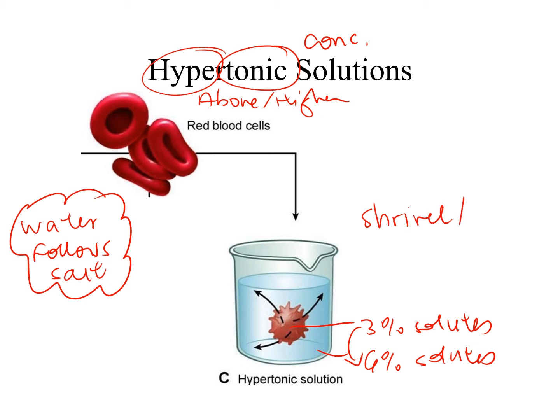And the fancy word for shrivel is to crenate. Crenation. So don't confuse that with cremate, two totally different things, right? So cells crenate or shrivel when they're placed into hypertonic solutions. Now, if you keep this straight using the E's, that will help you out here as well.